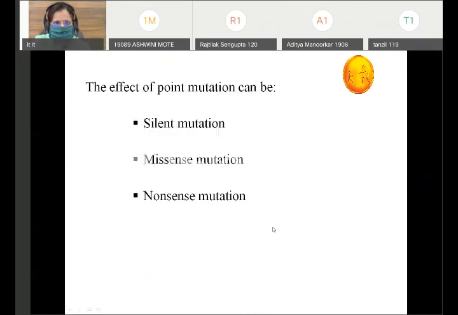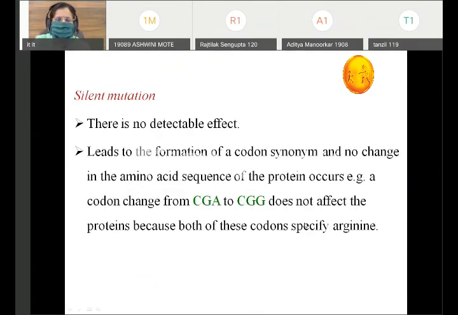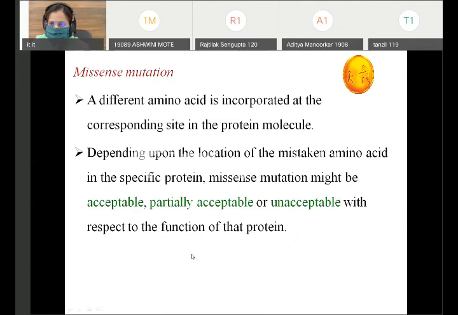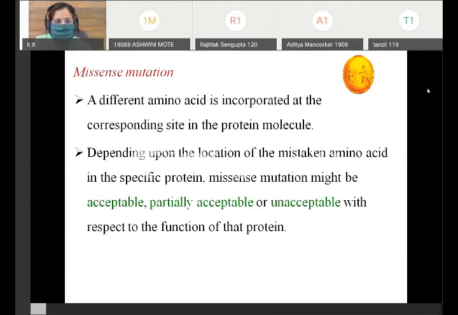So transition and transversion, these are the effects of point mutation. First one is silent, which is unrecognized because of degeneracy of code. Second one here is the missense mutation. The different amino acid is incorporated at the position of a particular amino acid, that will change the composition of the protein molecule and the functioning of that particular protein. Depending upon the location of the mistaken amino acid in the specific protein, missense mutation can be acceptable, partially acceptable, or unacceptable to the function of that particular protein.